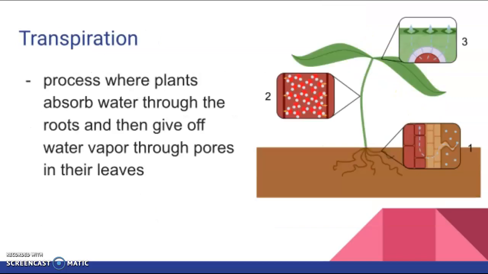The next type of process of life is transpiration. And this is basically the way that plants sweat. This is the process where plants absorb water through their roots and then they give off water vapor through their pores that are in their leaves. So transpiration is kind of like sweating in plants.